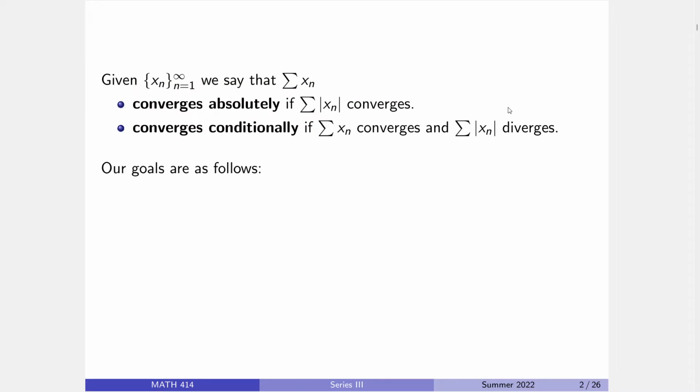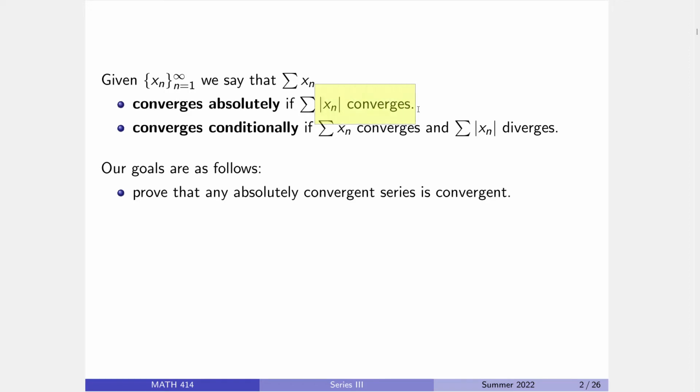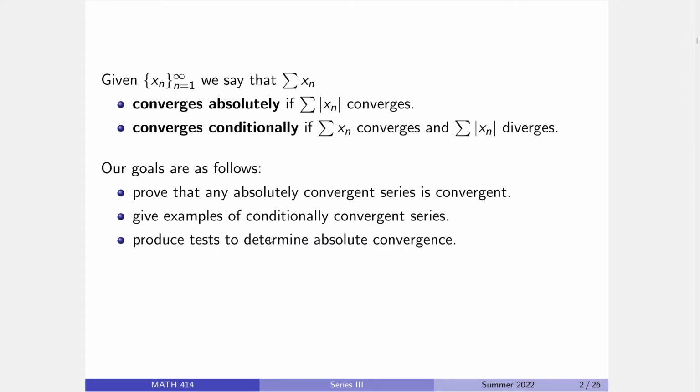That being said, we've got a bit of a blueprint of what we're going to do. So the first thing we're going to do is verify that absolutely convergent implies convergent. Thus, there's a reason to go, hey, the absolute value converges, and if it doesn't converge, we can still have the series converge. So that's the first task. Then the next one is to produce examples of conditionally convergent series. And then produce some tests about absolute convergence.